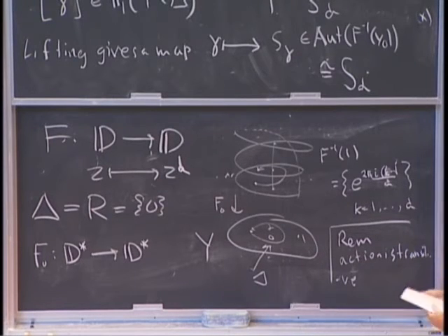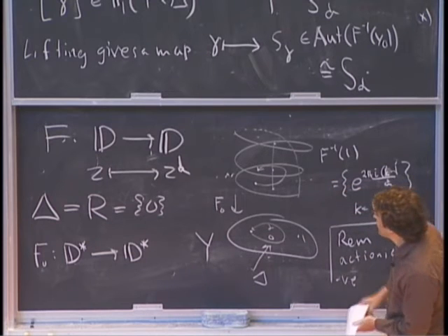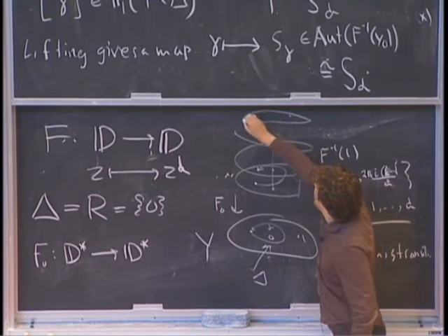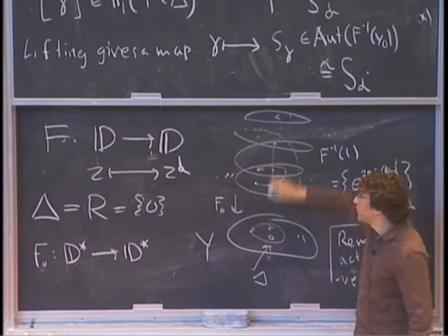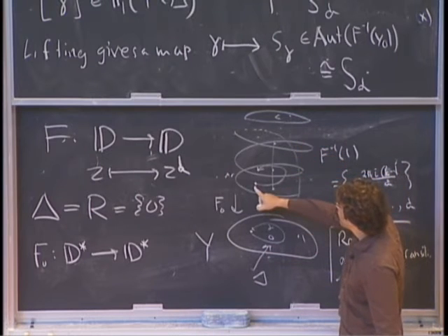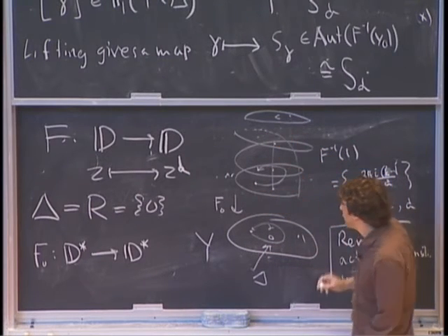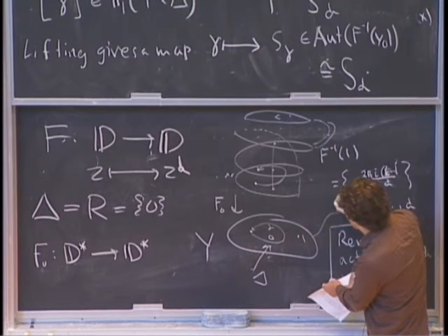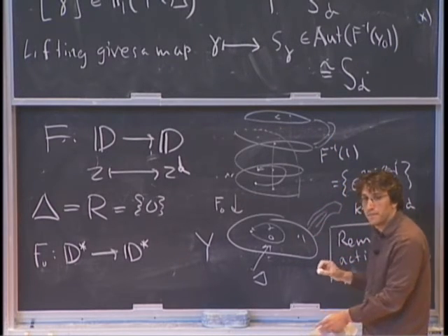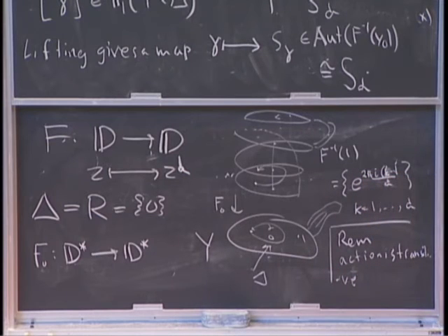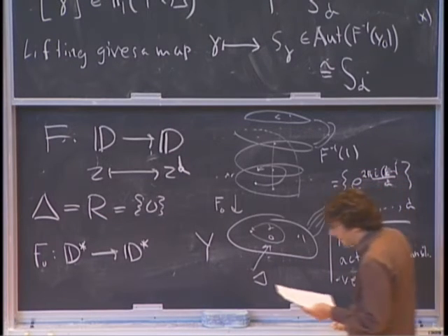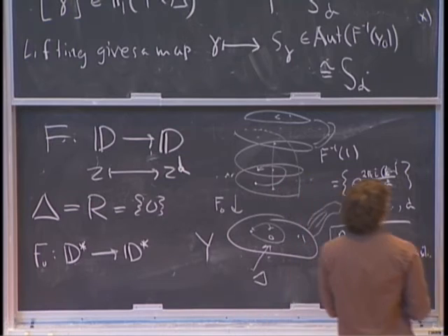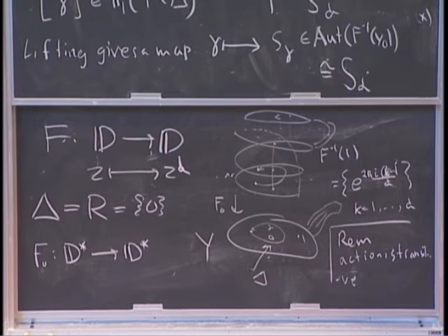Of course, it's not transitive if the upstairs is not connected, because we could just include another copy of the disk, right? And if you had another copy of the disk, there's no way to get from this point to this point. You'd have to add some way of gluing them together, which would be out here somehow, perhaps. I don't know if that makes any sense, but let me try and summarize what information we get from the cover.